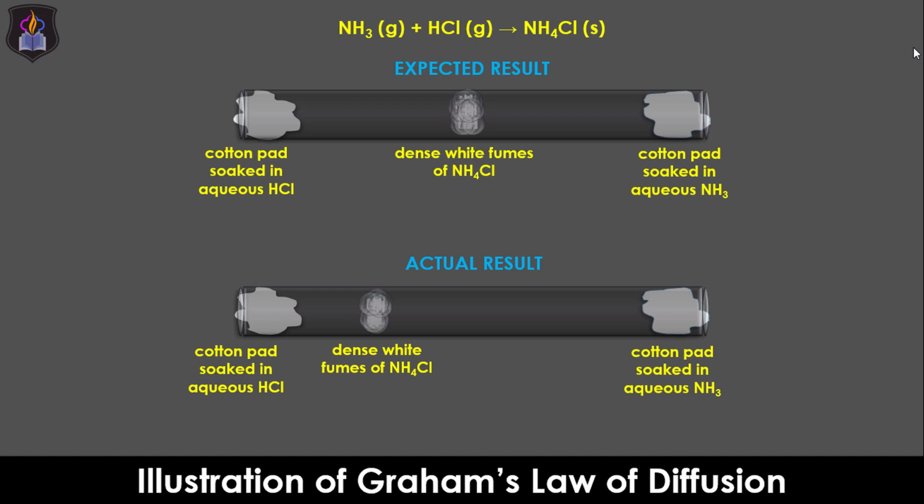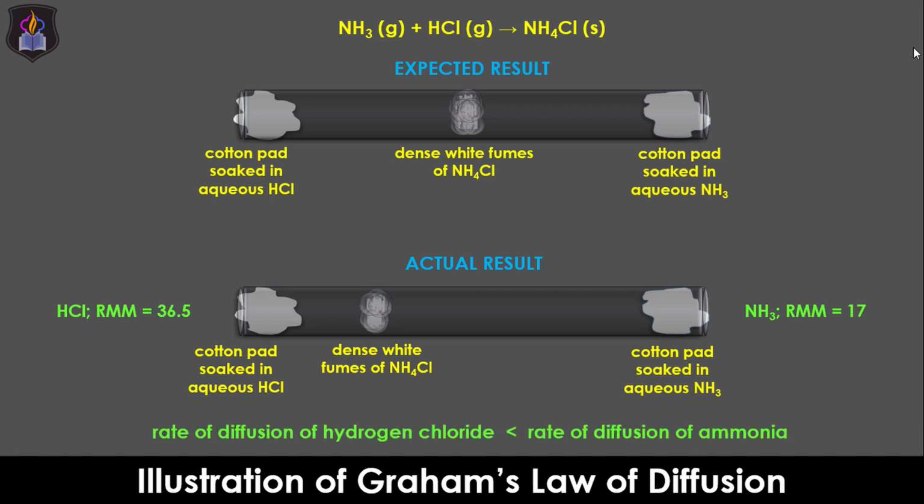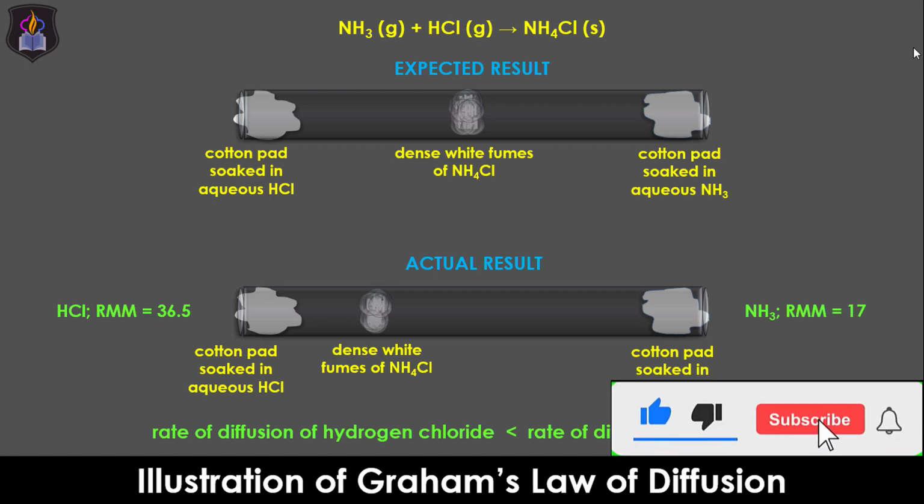The explanation behind this observation is that the ammonia gas has a lower relative molecular mass than the hydrogen chloride gas, and as such, it diffuses faster than the hydrogen chloride, and the two gas vapors react to form ammonium chloride, which is seen as the dense white fumes. Now let's solve some problems based on Graham's law of diffusion.